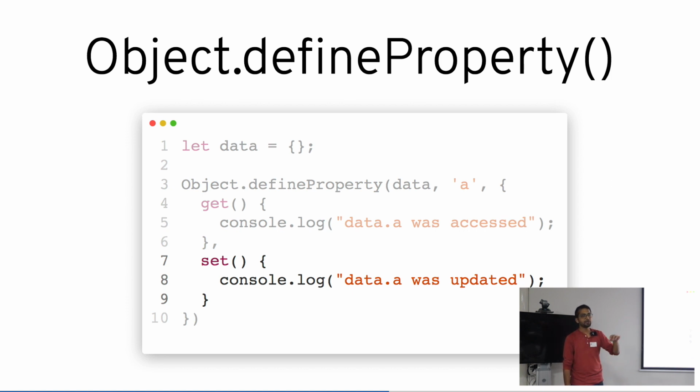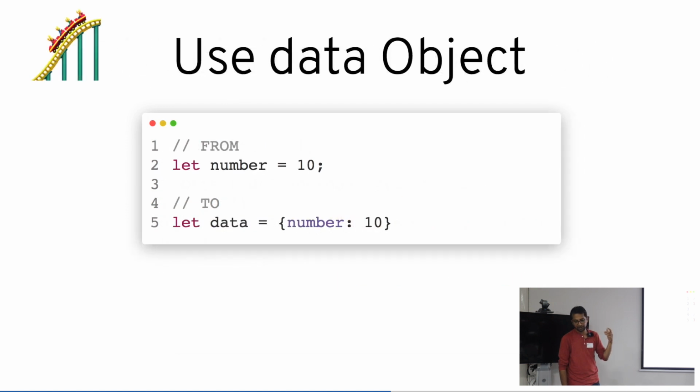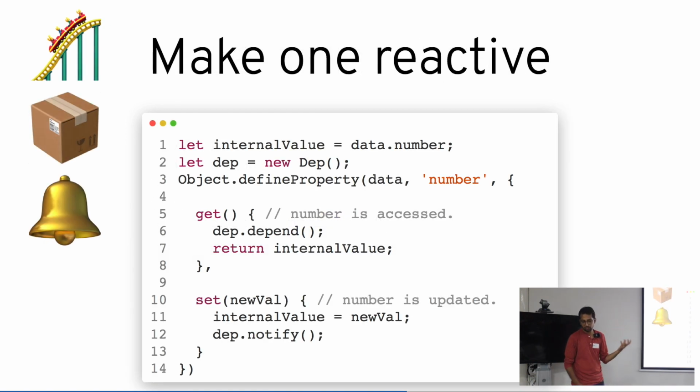So now we have pretty much all the pieces that we need to make things reactive. We take the first step in that direction by changing our variables to a data object in which we keep the variable as a property. So number is now initialized as a property in data with the value 10. The next thing that we do is make this number property reactive. Now how do we do that?